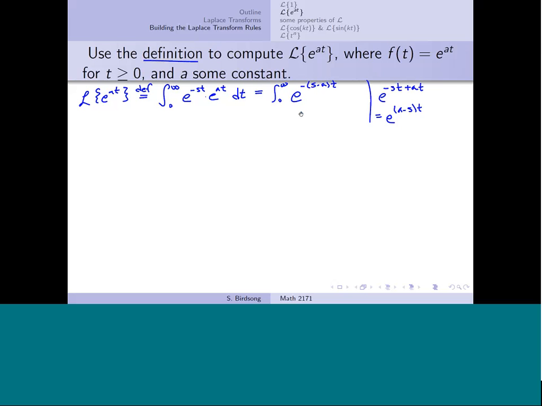Yep. The only thing I did is I factored out a negative. So I factored the negative out of s, so it went positive. And I factored a negative out of a, so that flipped its sign to negative. And I totally did that on purpose, but there's no reason you have to do it that way. As long as you combine your e's together so that you've got some constant, your a minus s or your negative s minus a here, multiplied by t, you're going to be fine.